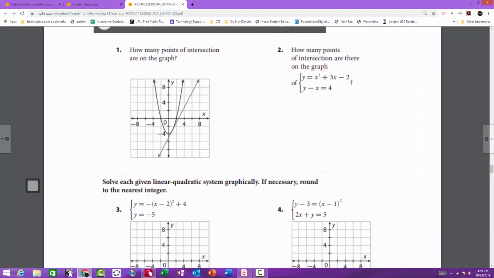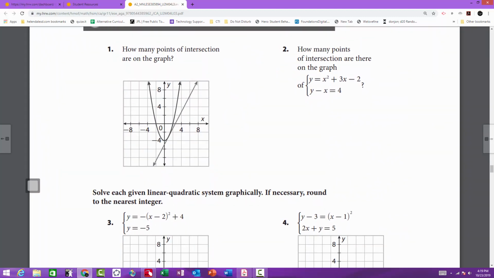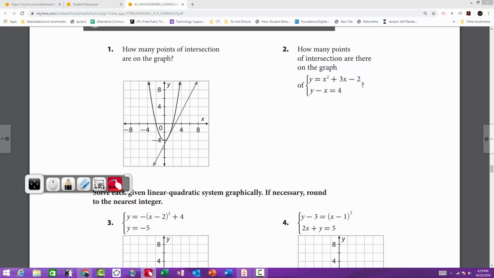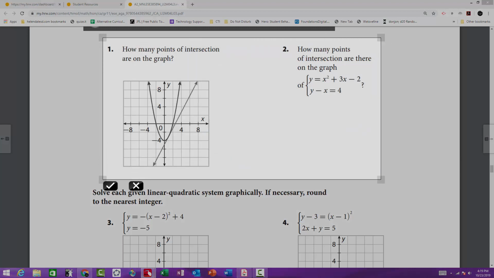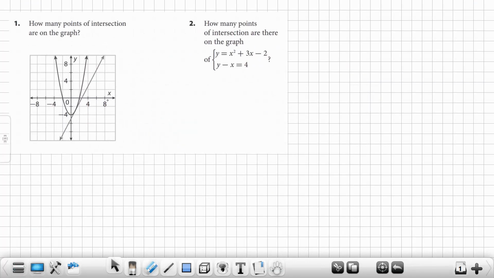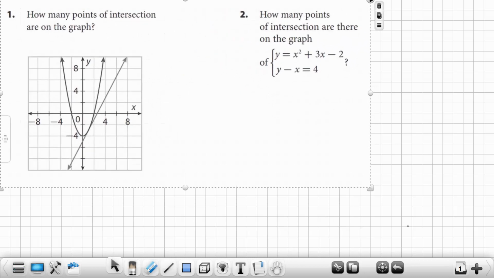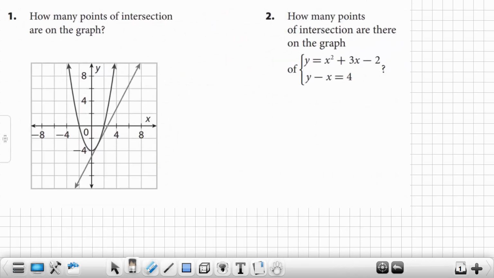All right. How many points of intersection are on the graph? Number 1 starts off nice and easy. Let's go ahead and get 1 and 2. I'm sure our lives can't stay this easy, but you know, we do what we can. So how many points of intersection? There is 1 point of intersection. That's it, right there.